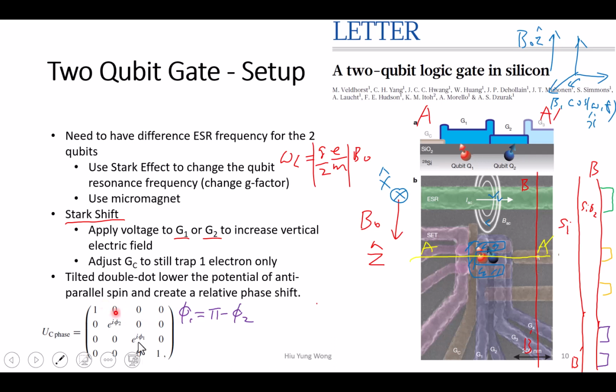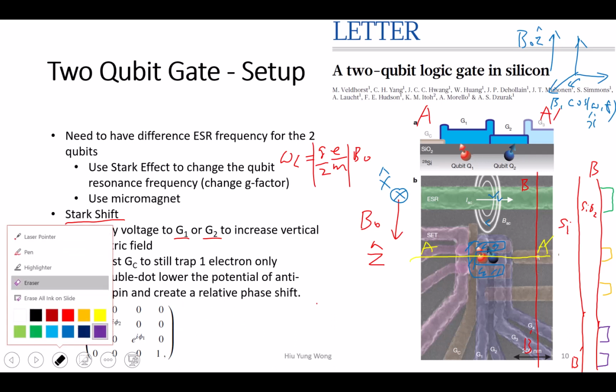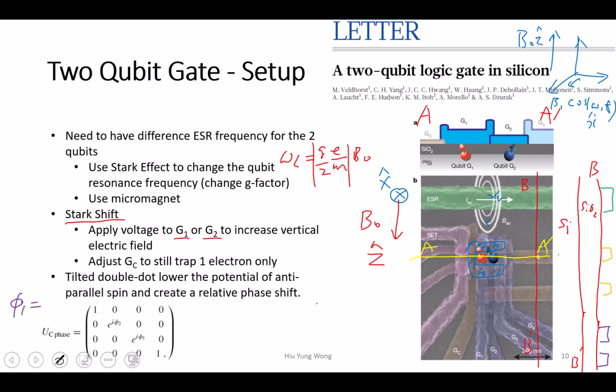Now the idea is this. If you look at this matrix, first of all, maybe I need to tell you the meaning of this matrix. It's talking about you have 2 qubits, so you have 4 basis states. Let me rewrite this as phi 1 equal to pi minus phi 2. These basis states are spin up spin up, spin up spin down, spin down spin up, spin down spin down. Because I have 2 qubits, I will have these 4 basis states.